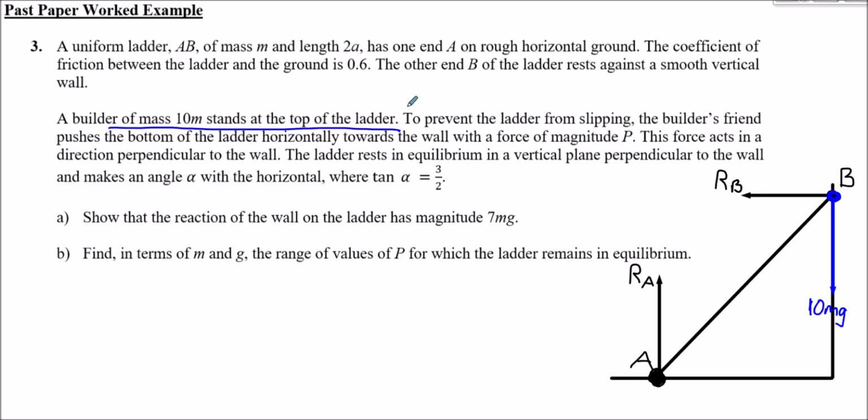As well as this, we've not actually added on all the information from the first paragraph yet, so that was a bit naughty of me. It's a uniform ladder, so it's going to have weight acting at its middle. It's got a length of 2a, so its mass we can consider being acting from the centre, and because it's got a mass of m, the weight associated with that will be mg.